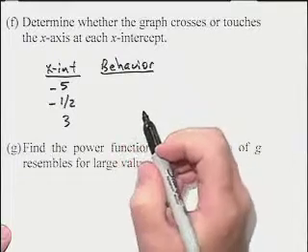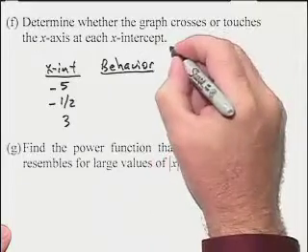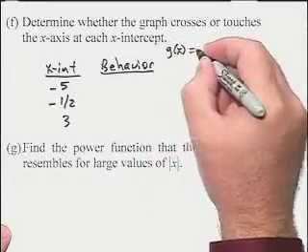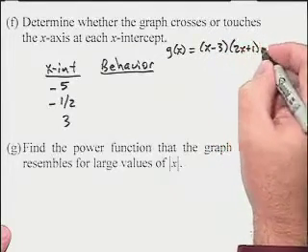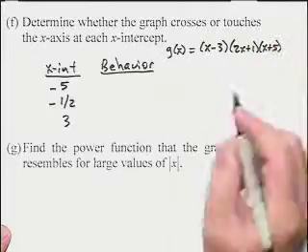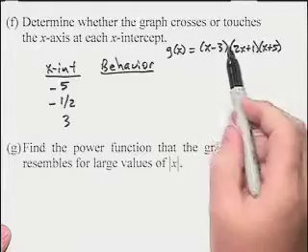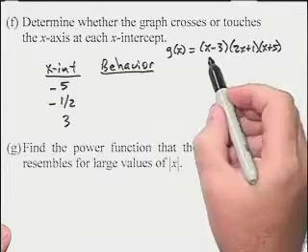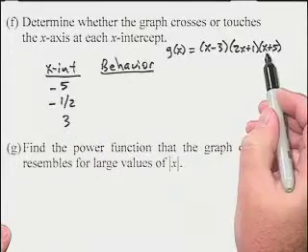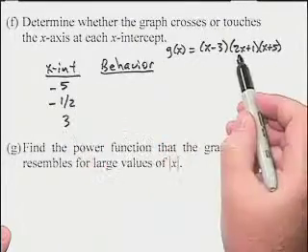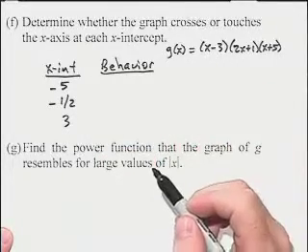Now, whether the graph crosses or touches at an x-intercept is determined by the multiplicity. We factored g of x as x minus 3 times 2x plus 1 times x plus 5. If we look at the exponent in each of these factors, we see that the exponents are all 1, which is an odd number. Each of these factors gives us one of our x-intercepts. The negative 5 comes from the factor x plus 5. The negative 1/2 comes from the factor 2x plus 1. And the 3 comes from the factor x minus 3.